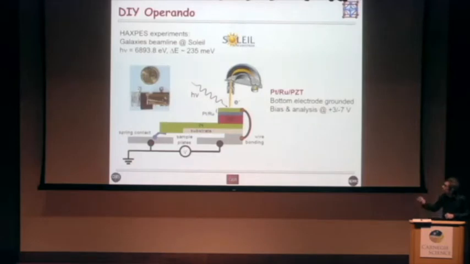The experiments were done at the Soleil Synchrotron Galaxies beamline. This is do-it-yourself operando. Do-it-yourself because this is what the sample holder looked like. There are bits of copper to ensure the two contacts, about the same size as a 10-cent piece. We've glued the thing onto some circuit board, but it worked. In our case, the bottom electrode is grounded, and we're biasing the top electrode. And this allows us not just to probe that buried interface, but also to get the chemical and electronic signature under bias. In other words, under real operating conditions.